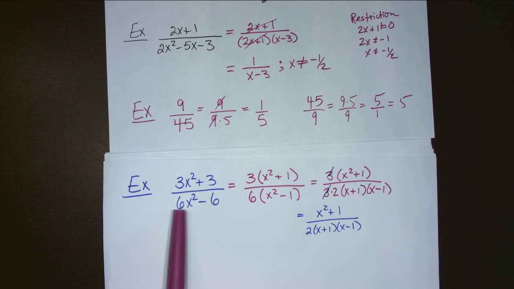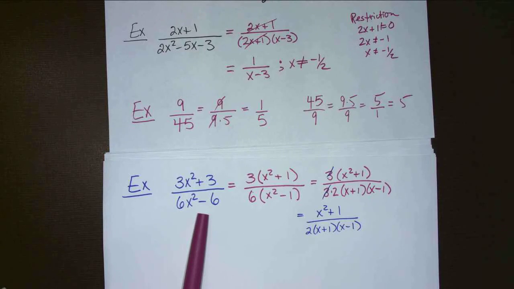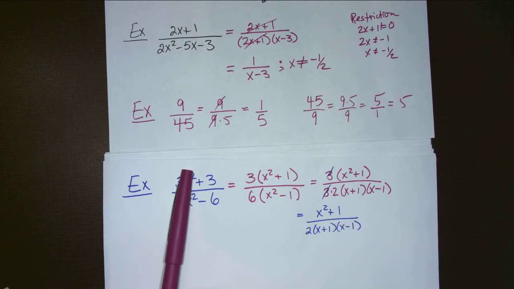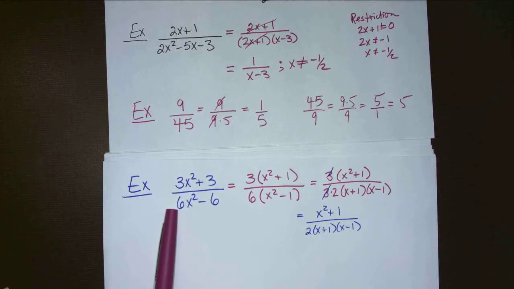So don't look at the first one and get excited, thinking, oh, there's an x squared and an x squared, cross those off. People do that a lot. You get lots of weird answers, actually.